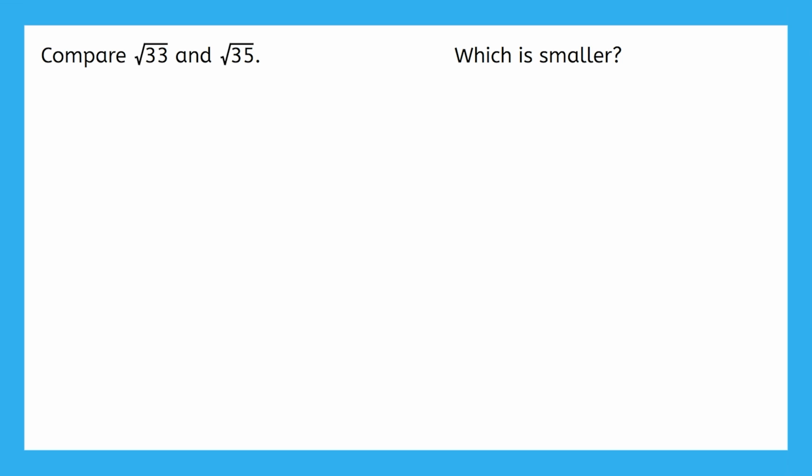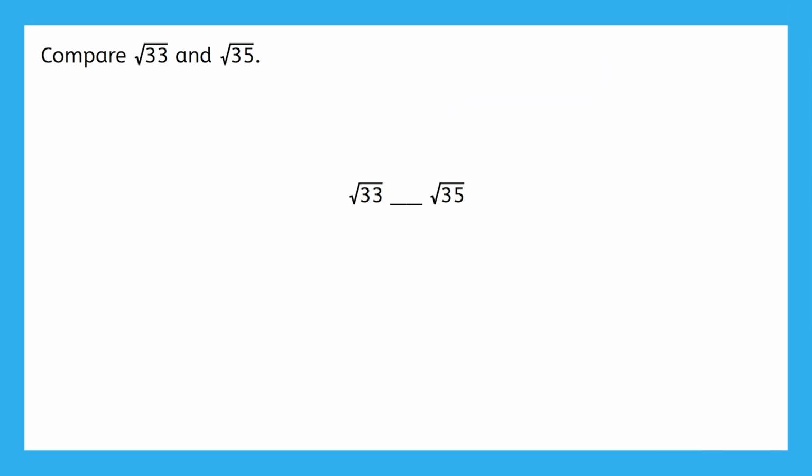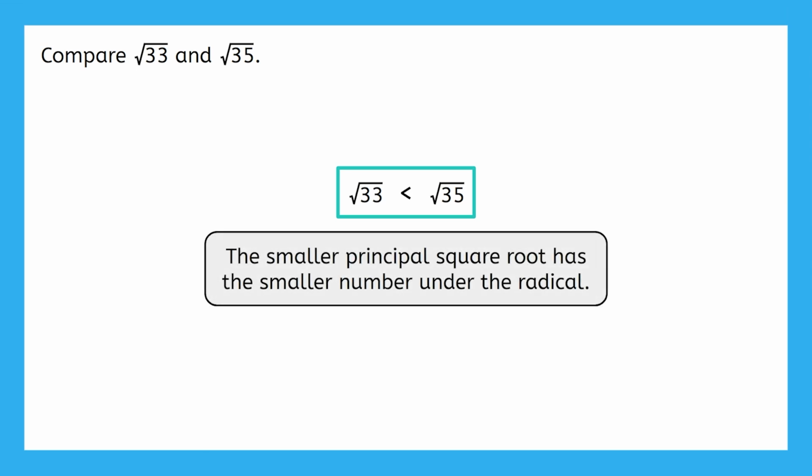Remember, a square root is a number that, when squared or multiplied by itself, equals the original number under the radical. So which is smaller? A number that squares to 33 or a number that squares to 35? Since 33 is smaller than 35, the number that squares to 33 must be smaller than the number that squares to 35. Pause the video and use this information to write an inequality comparing the 2 numbers. The square root of 33 is less than the square root of 35. When we're comparing principal square roots, the smaller square root has the smaller number under the radical.